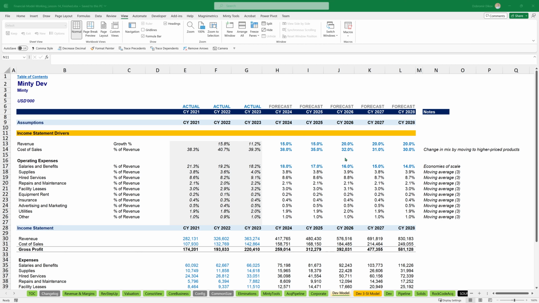Let's take a look at how this all works in Excel and why it's really important to look at the three statements as a whole. Here, I've modified one of the tabs in this model from my financial modeling course that's linked in the description down below. It's available for free on YouTube, so feel free to check it out.